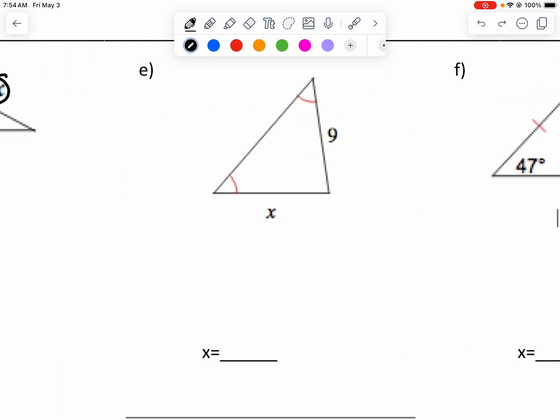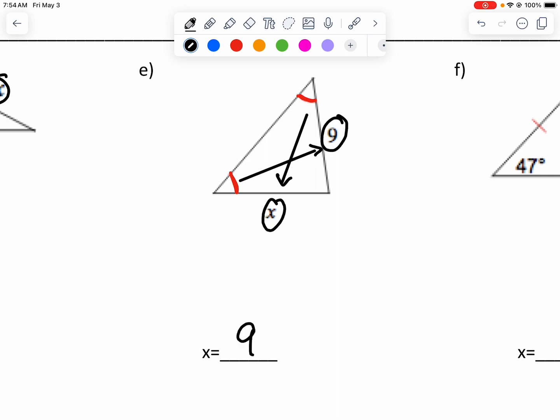All right, letter E, here we go. Oh, it's giving me some arc lengths here. This arc length and this arc length. I know that if it's giving me two arc lengths, the sides across from them are congruent. So here in that case, if this one's 9, then x must also be 9.